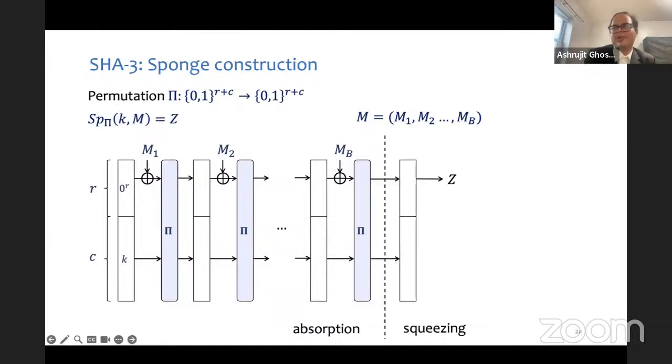Next, the permutation pi is applied to the final state at the end of the absorption phase, and the first R bits of the output form the hash output. And this last application of the permutation is referred to as squeezing. The absorption and squeezing actions are what give sponge its name.